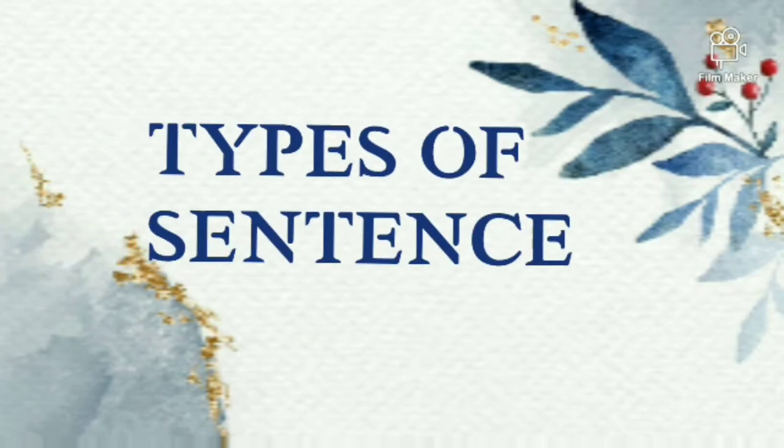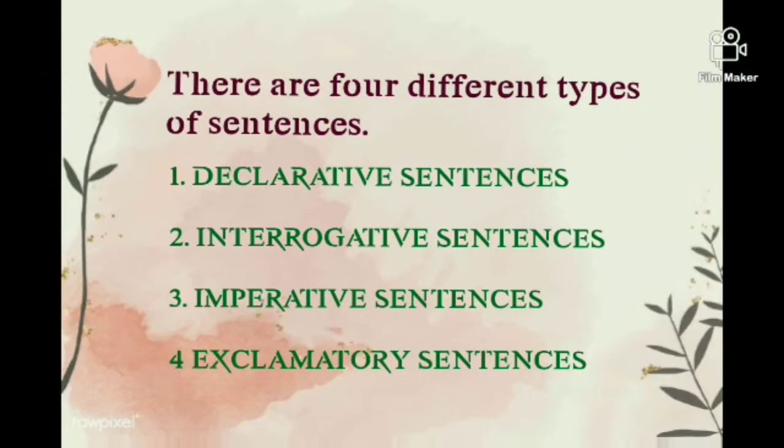Let us also learn the types of sentences. There are four different types of sentences. They are declarative sentence, interrogative sentence, imperative sentence, and exclamatory sentence. So shall we read the different types of sentences together? Declarative sentences, interrogative sentences, imperative sentences, and exclamatory sentences.